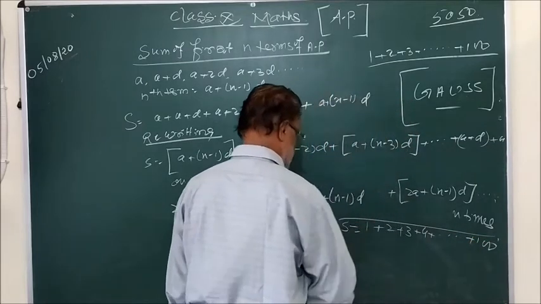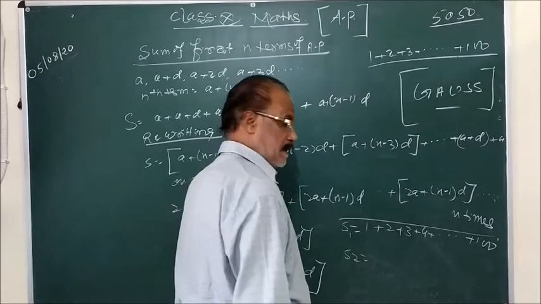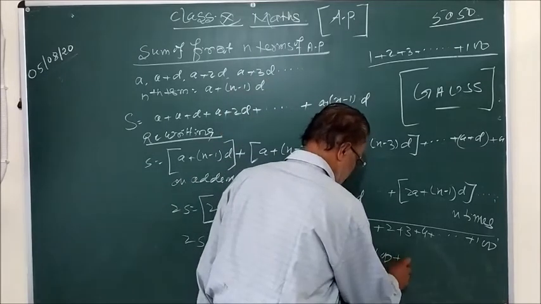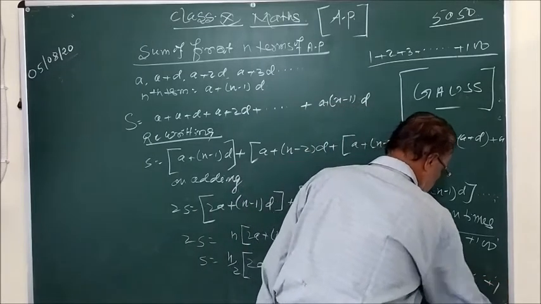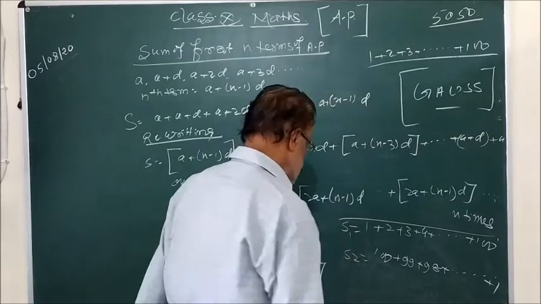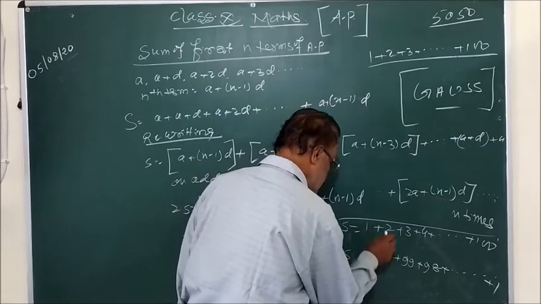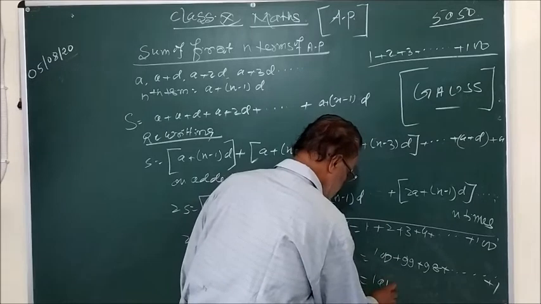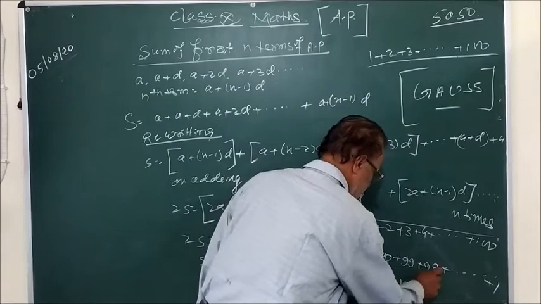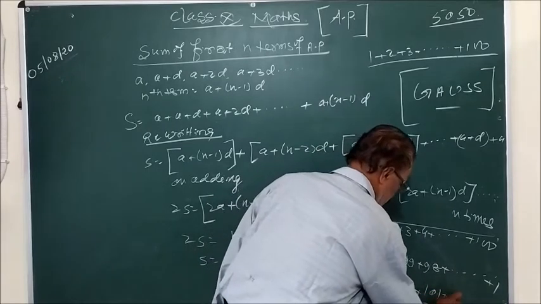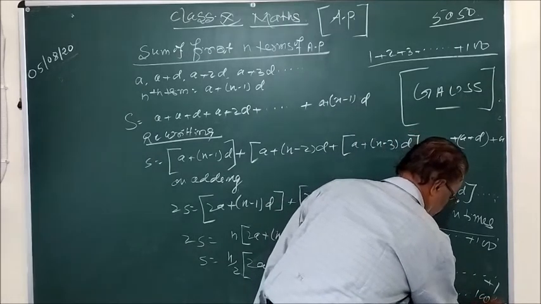Suppose this is S100, and now we have changed the order of the numbers: 100 plus 99 plus 98 plus dash dash plus 1. And we have found the sum of these two sets. Understand this: on adding, 1 plus 100 is 101, 2 plus 99 is 101, 3 plus 98 is 101, and so on. How many times? 100 times.